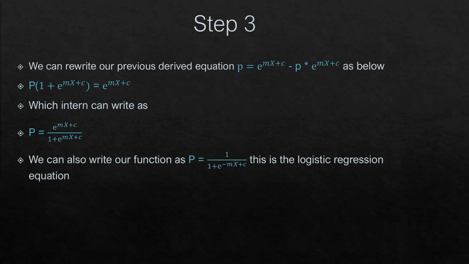We can also write the above derived equation as p equal to 1 by 1 plus e to the power of minus (mx plus c). So this is our logistic regression equation. Now we'll try to understand how this equation is derived from the above equation, right?